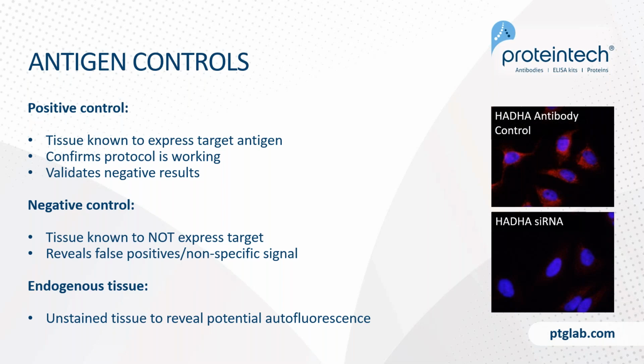We should also use an endogenous tissue control where you go through all the steps but don't apply any primary or secondary antibodies, and this will reveal any potential autofluorescence caused through cross-linking.